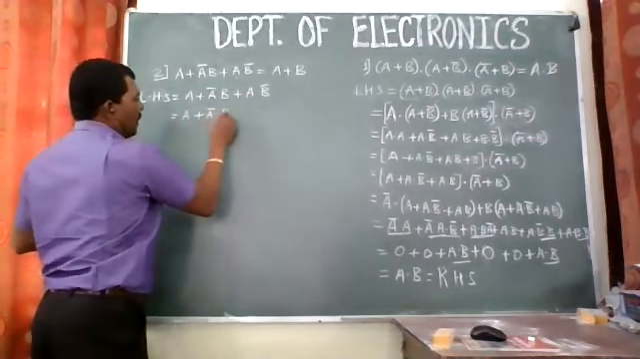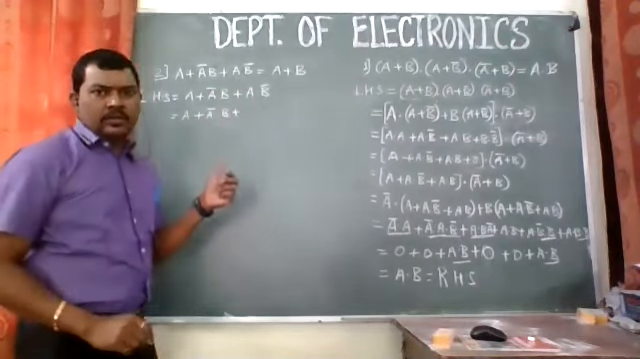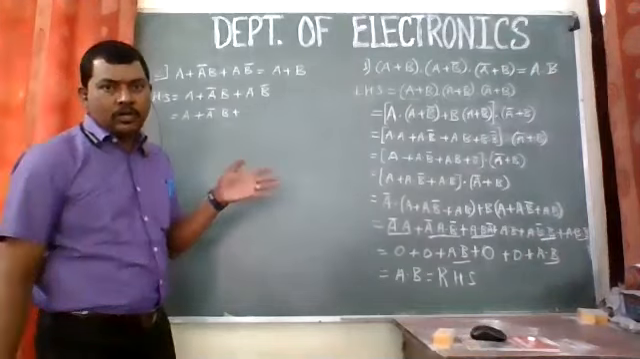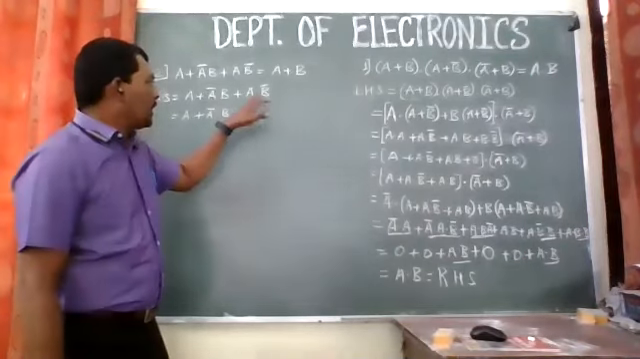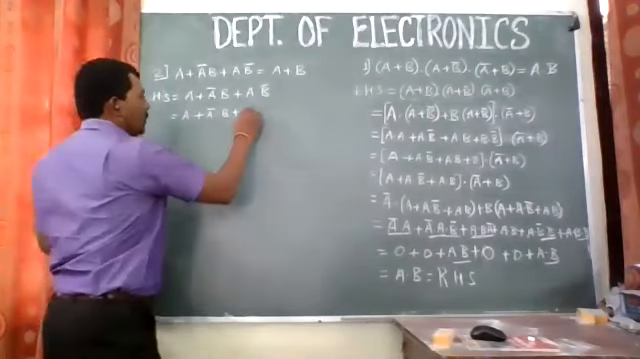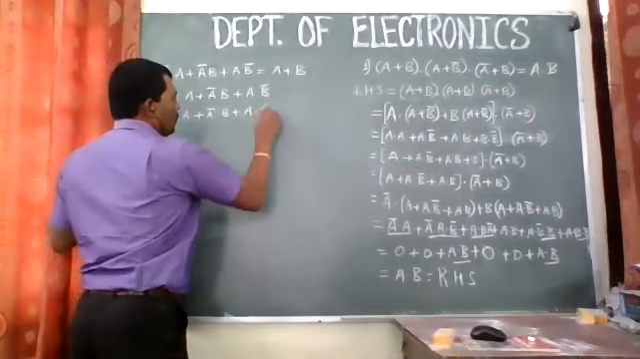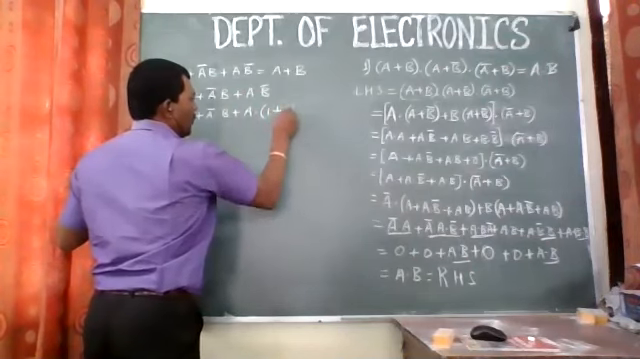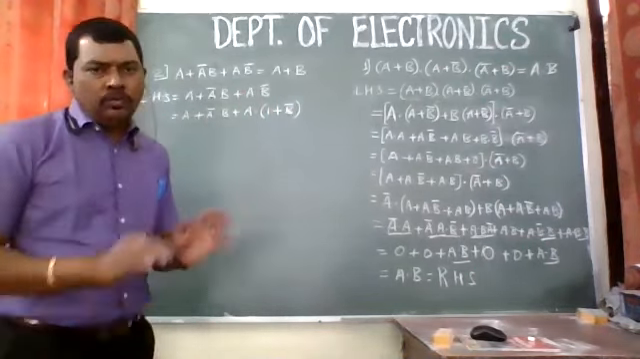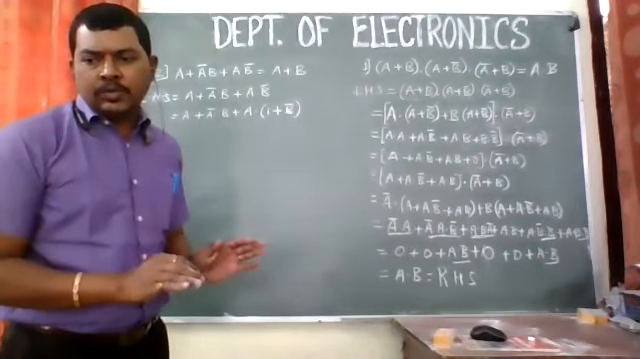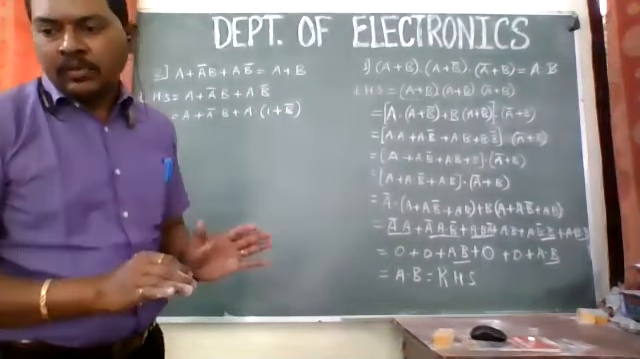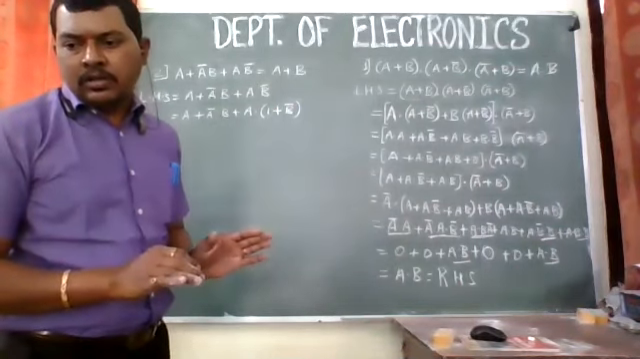So a dot b bar plus, this is the trick, which is different for all the proofs. I can use this b bar as 1 plus b bar. So I'm putting over there a dot, 1 plus b bar. Now 1 plus b bar will give you b bar only. So that's why I'm replacing that.